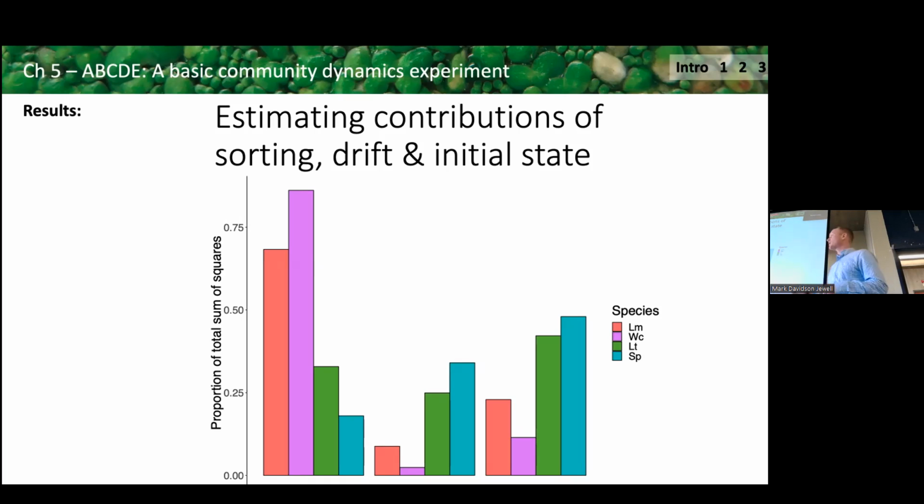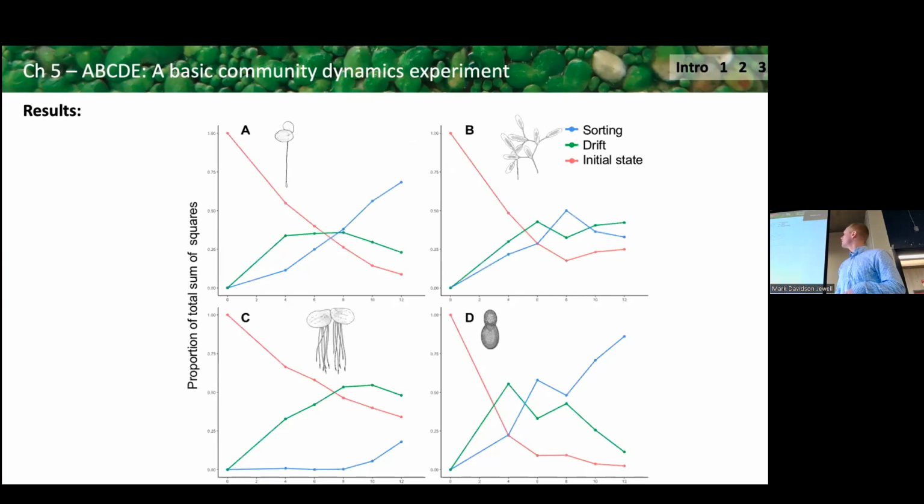However, for the other 2 species, it's the opposite. Sorting is not important, but drift is. So what's going on here? We can take a closer look by, instead of just looking at one snapshot at the end of the experiment, doing an identical analysis, but at every time point throughout the experiment. So here we have the 12 weeks of growth, which is about 12 generations, 1 figure per species, and then each color line is a different process.